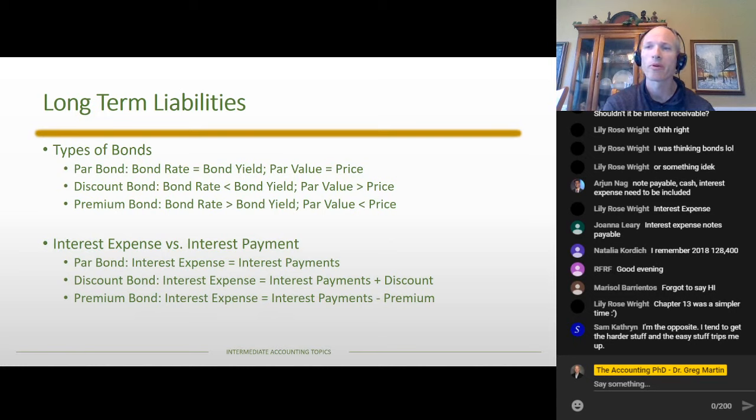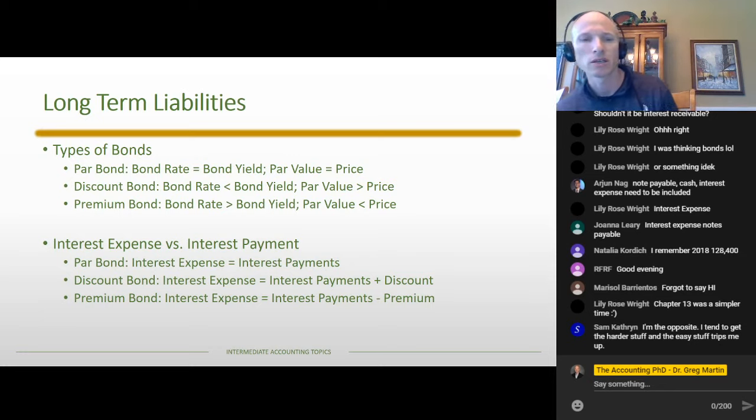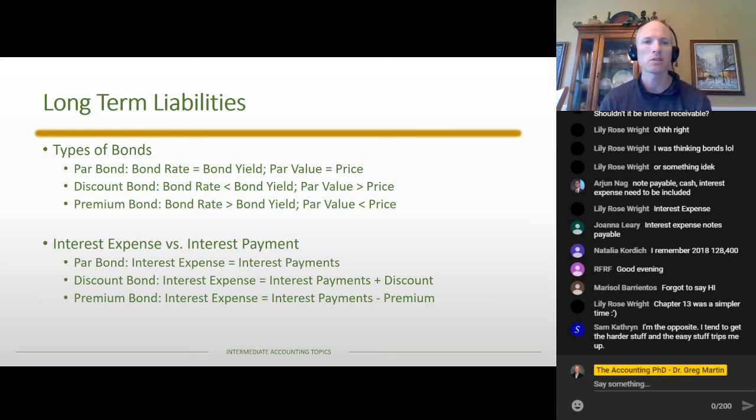We do need to make a distinction between interest expense versus the interest payment. With the par bond, they're the same. The interest expense and interest payments are exactly the same. With the discount bond, of course, the interest expense includes two elements. It's the interest payments, and it's also the discount. So in total, the interest expense is going to be more than the interest payments for a discount bond. With the premium bond, it's the opposite, the total interest payments minus the premium.